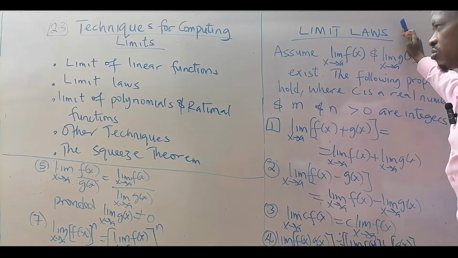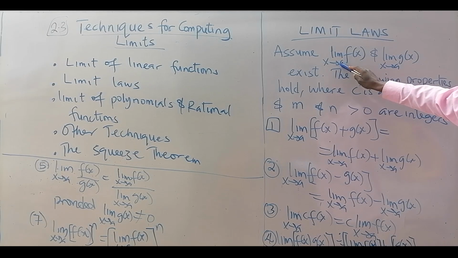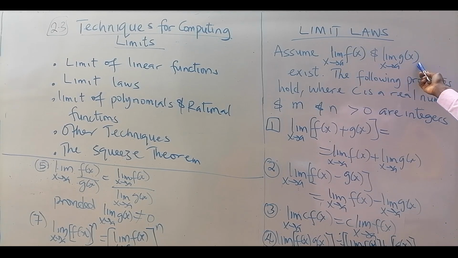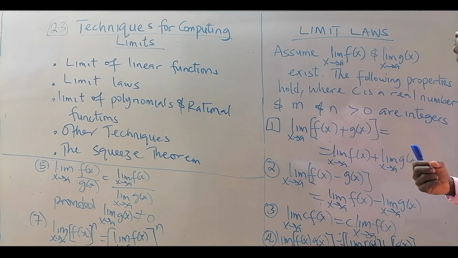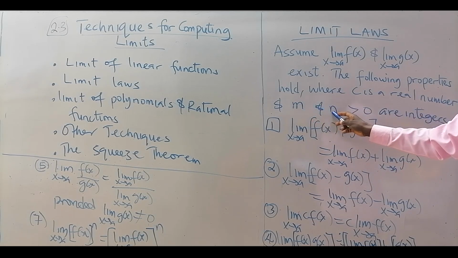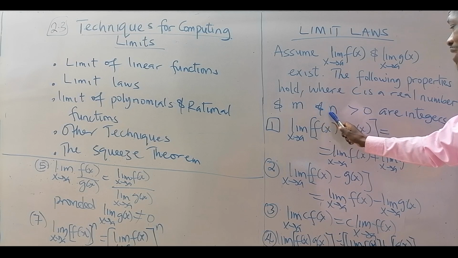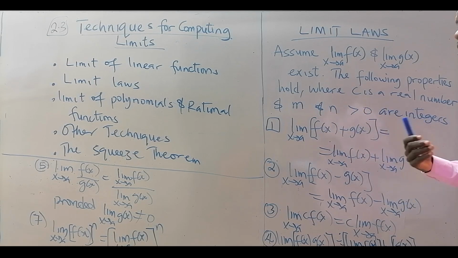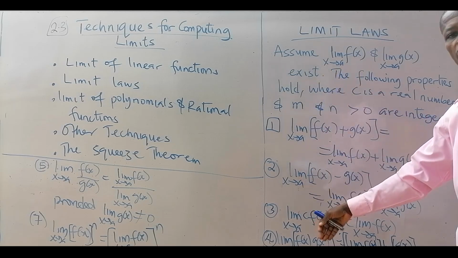Limit laws. Assuming the limit of f of x as x tends to a and the limit of g of x as x tends to a exist, the following properties hold, where c is a real number and m and n are integers greater than 0, which means they are positive integers. So we have the list of the rules.